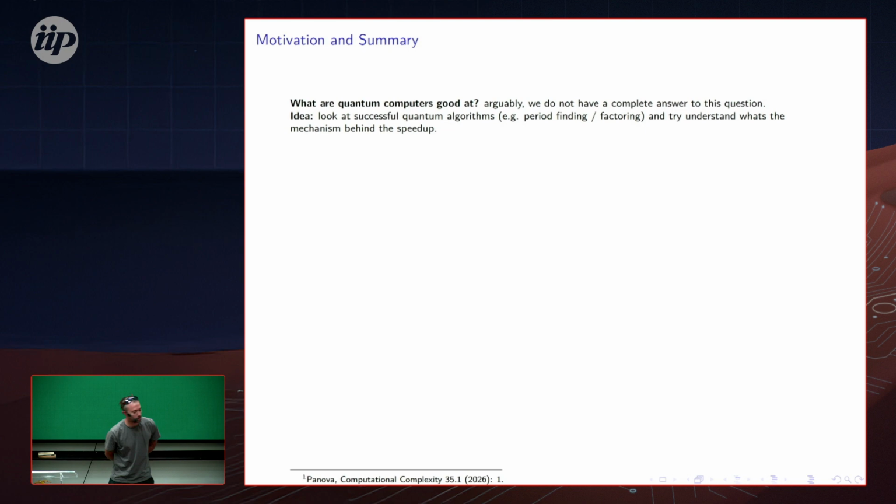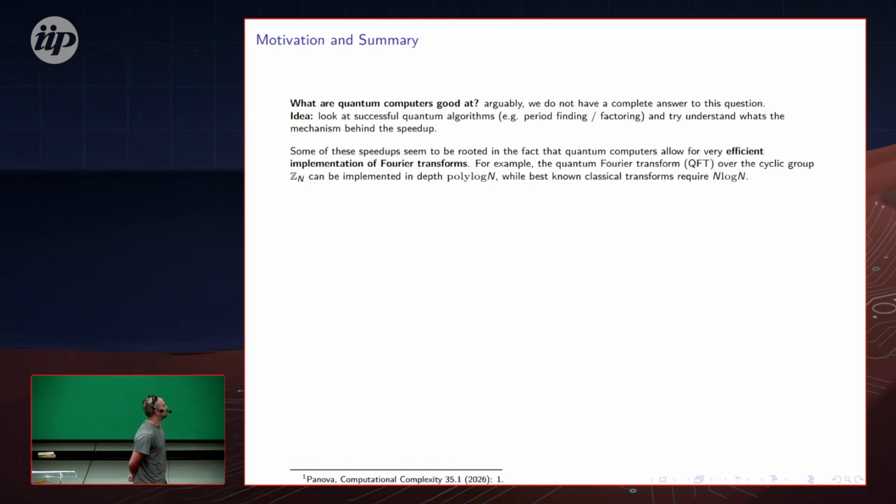So the motivation for this work was the following. There's, of course, a very big question of what quantum computers are good at. It's arguable that we don't have a complete answer to this question. One of the main things one can do is look at the successful quantum algorithms that have at least speedups over the best known classical algorithms, and try to understand what's behind the speedup. Some of these speedups seem to be rooted in the fact that quantum computers can implement Fourier transforms very efficiently.